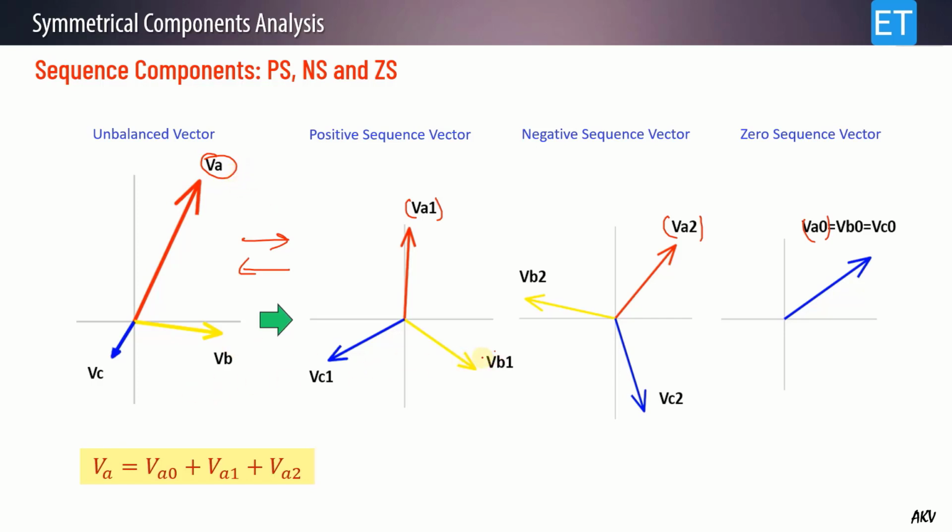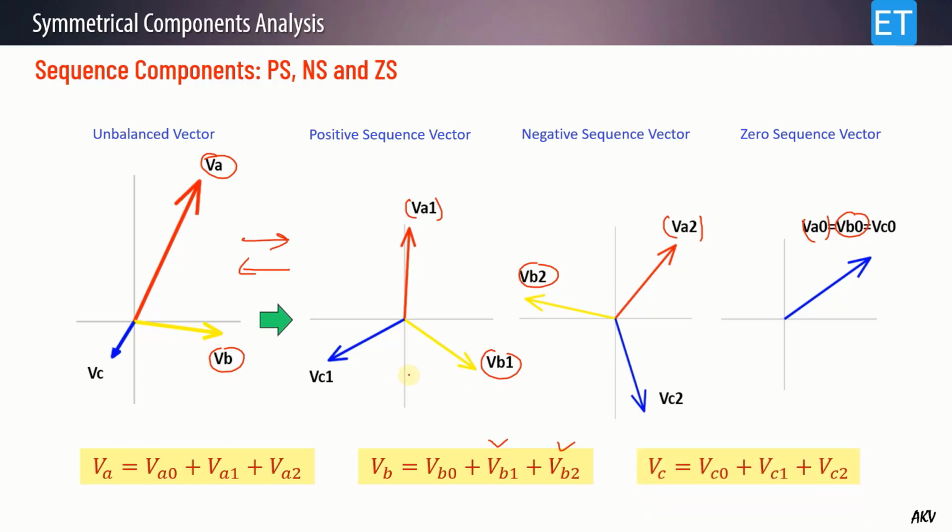Similarly, if you add all the yellow ones, VB1, VB2 and then VB0, then you will get your phase voltage VB. Similarly, if you add all the blue ones, I mean the VC1, VC2 and the VC0, then you will get your C phase, I mean the blue phase. So this process is vice versa. I mean you can break the unbalanced vector into the set of these three balanced vectors, or by adding them you can get your signal back, I mean the unbalanced vector back.